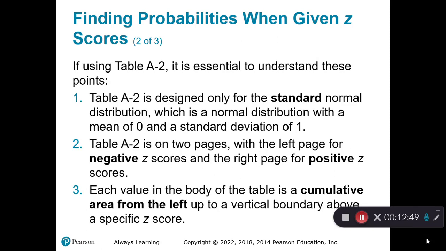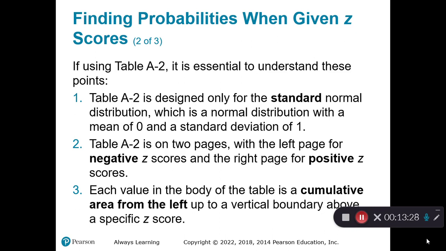Let's practice how to find probabilities or areas under the standard normal curve using Table A2. Table A2 is designed only for the standard normal distribution. There's only one standard normal distribution. That's the bell-shaped curve with a mean of 0 and a standard deviation of 1. And I say this because in section 6.2, we're going to look at all sorts of normal distributions. So there's only one standard normal distribution, but there are many, many different normal distributions in general.